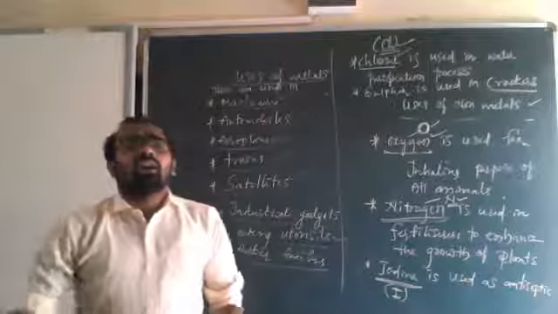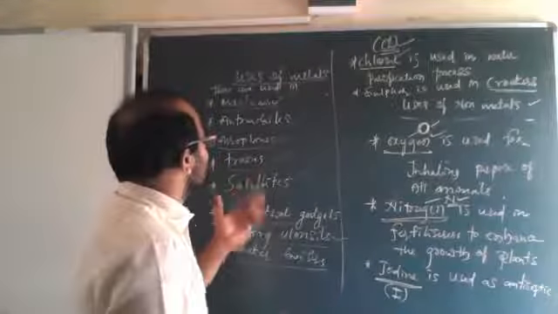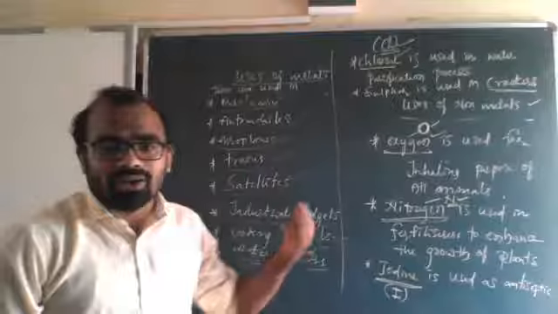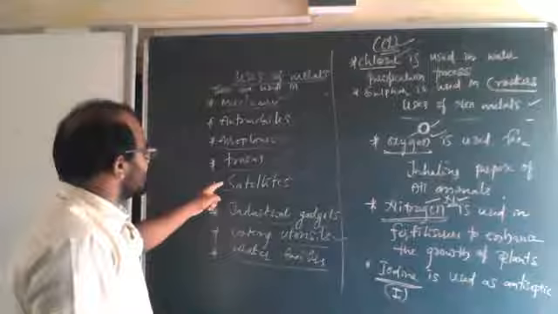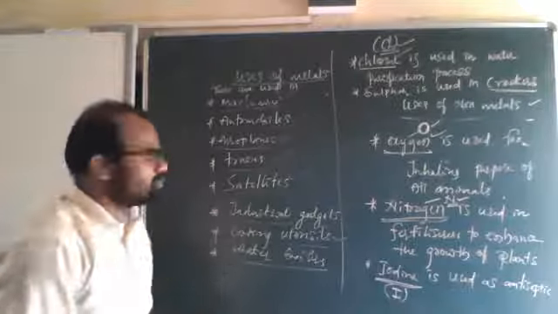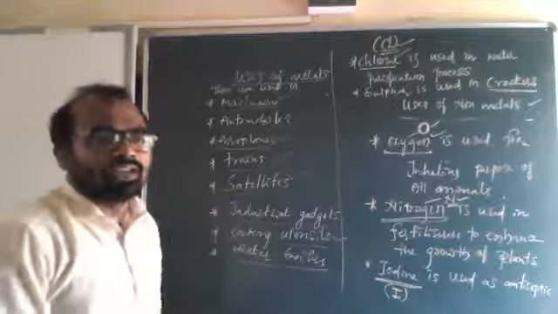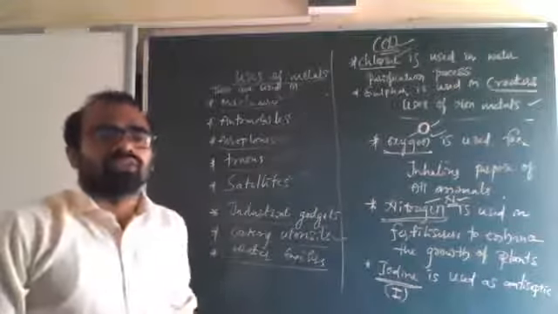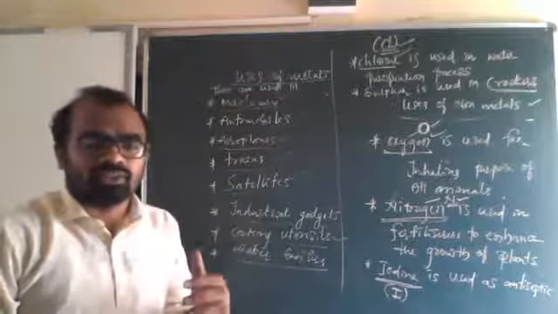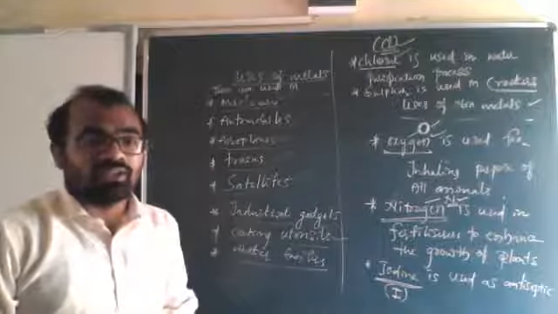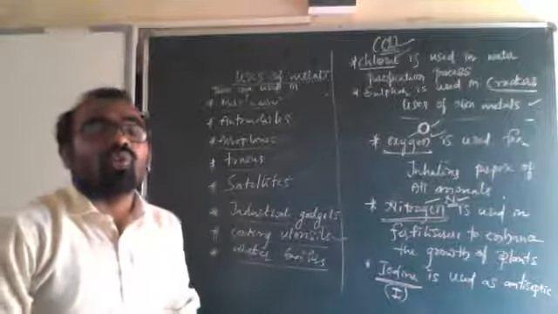So these are the uses of metals and non-metals. You should remember all these things. Go through this once again. Uses of metals: machinery, automobiles, aeroplanes, trains, satellites, industrial gadgets, cooking utensils and water boilers. A 2 mark question is asked out of this: write any 4. Metals are used in machinery, aeroplanes, trains, automobiles, satellites, industrial gadgets, cooking utensils, water boilers.